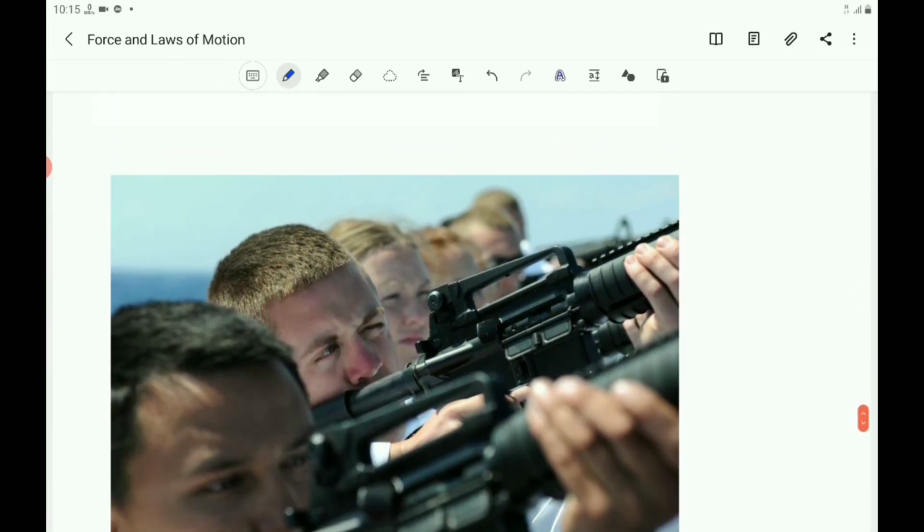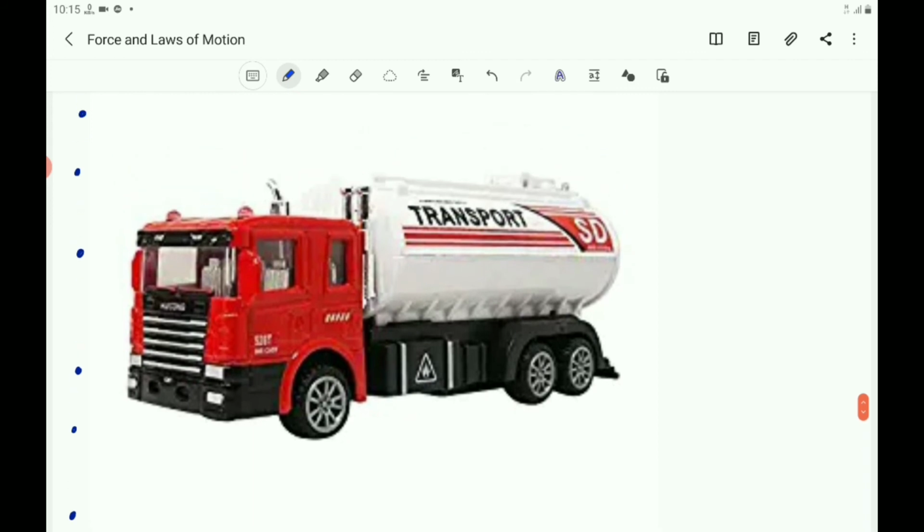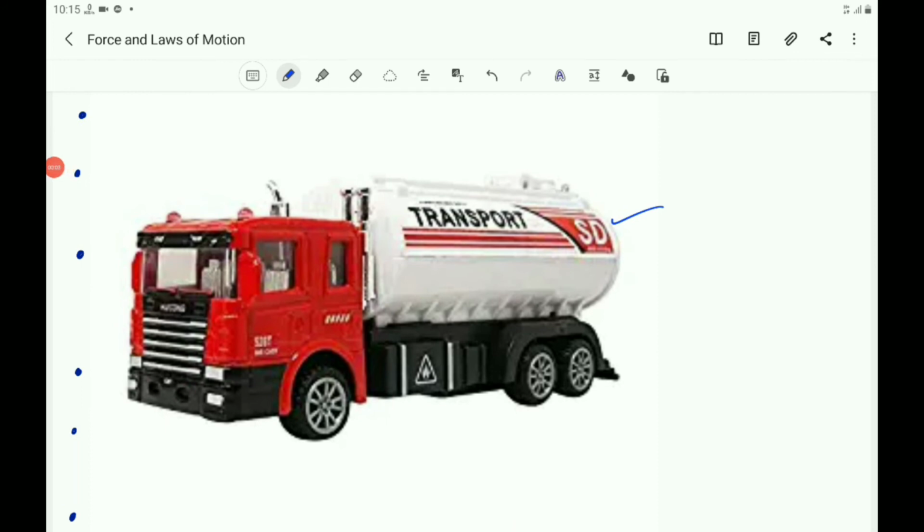See the situation here. A bullet which is fired from the gun has more momentum because of its higher velocity. Similarly, the truck which is at rest has zero momentum as its velocity is zero, but when the truck is moving with a certain velocity, it gains momentum. As its velocity increases, its momentum also increases, and as its mass increases, its momentum also increases. You know that the loaded truck has more momentum than the unloaded truck.